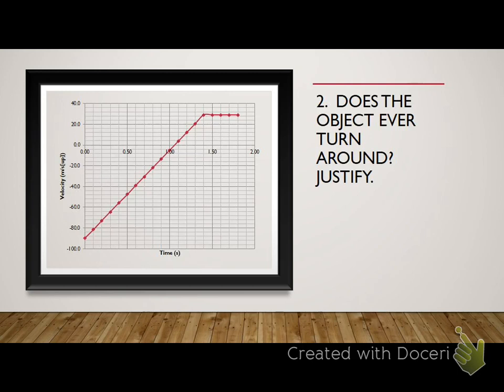The second question looks at whether the object is turning around and then justified. Again, the most important part about this particular question is just the justification process and just explaining the detail needed in order to get full marks for this type of question. So in short, the answer is yes, it does turn around, and we know it turns around because it crosses this x-axis, which is the 0 point.